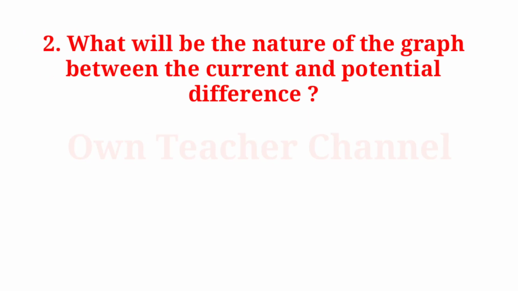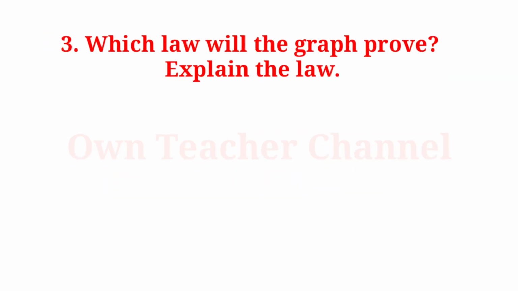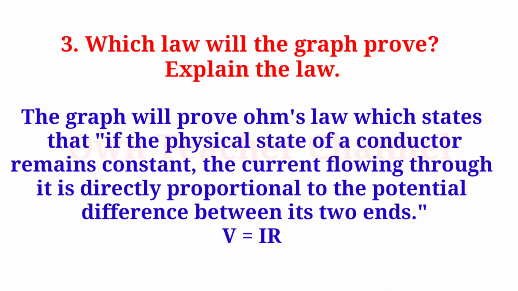2. What will be the nature of the graph between the current and potential difference? The graph between the current and potential difference will be a straight line. 3. Which law will the graph prove? Explain the law. The graph will prove Ohm's law, which states that if the physical state of a conductor remains constant, the current flowing through it is directly proportional to the potential difference between its two ends. Potential difference is equal to current into resistance.